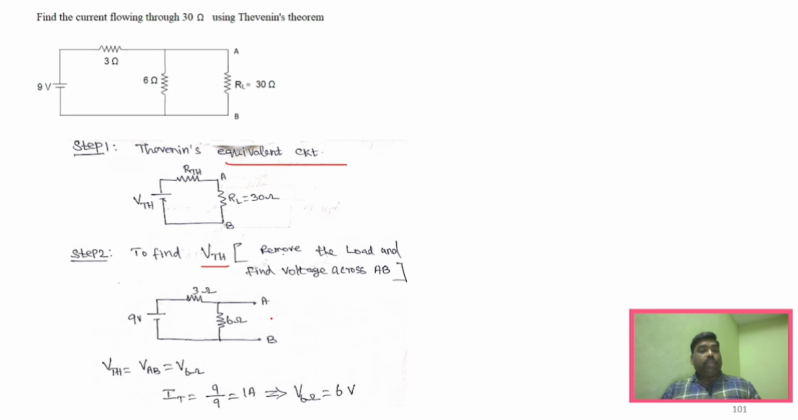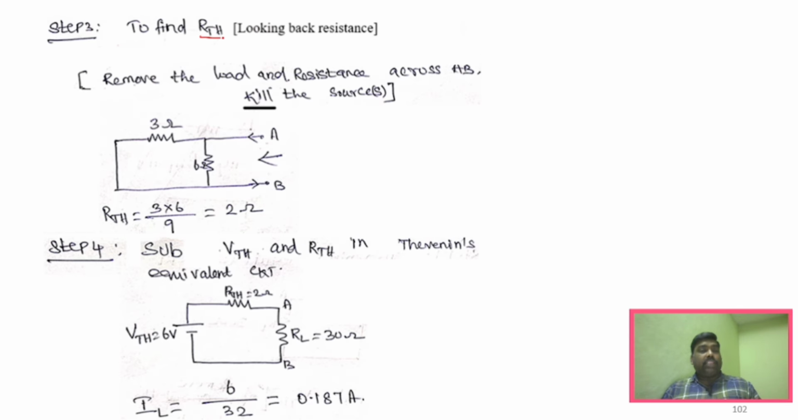What I'm doing is I'm removing this load resistance, right? So if I remove the load resistance, I is equal to V by R. So it will be 9 by 9, 1 amp, right? And then VTH is equal to 1 into 6, so it will be 6 volts. And then I'll find out RTH. When I find out RTH, I'll remove the load resistance as well as the source. So we find 2 ohm, and then I apply that in the equivalent circuit, and we obtain the same equation.